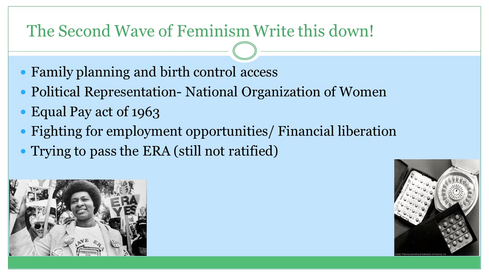JFK helped sign the Equal Pay Act of 1963, again, making it illegal to discriminate with pay based off of gender. The hard part here is, even though it's law, how do you enforce it? What are the gaps or the loopholes that allow people to still not pay women equally?